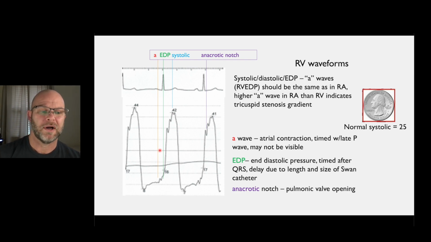So our normal pressures here, we should see a systolic pressure of about 25 on this. Here in this example, you can see this is elevated pressures.